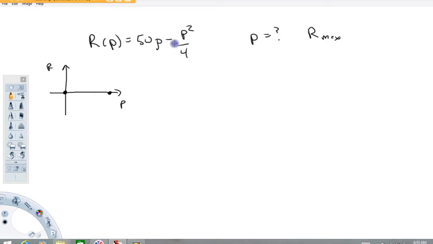This function opens down because the thing in front of the P squared is negative. So this function is likely looking something like this. And we're looking for the value of P where the revenue is a maximum. All right, so let's start looking for that. So we've got R of P is equal to, and I'm going to rearrange this. Let's write it minus P squared over 4 plus 50P.